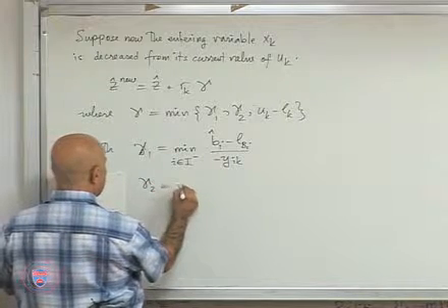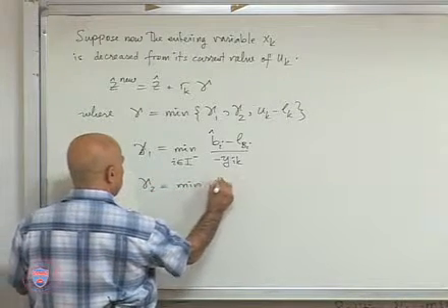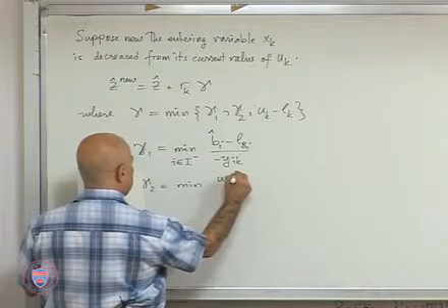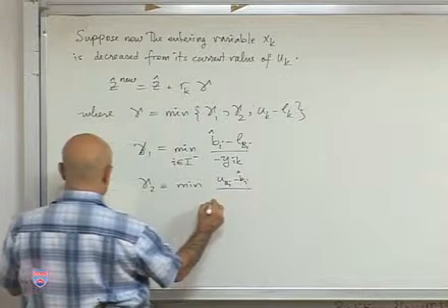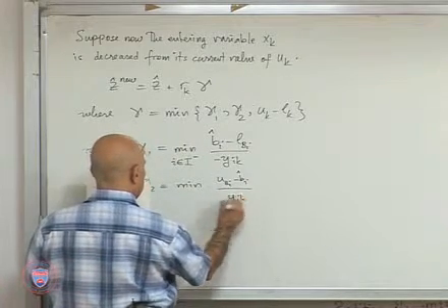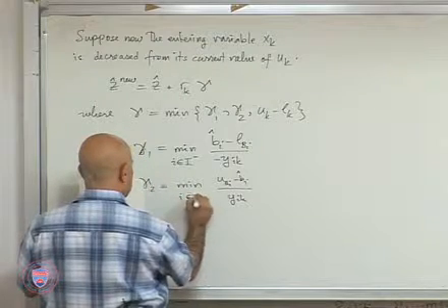Gamma 2 is the minimum of u_b_i minus b_i cap divided by y_ik, i coming from plus.